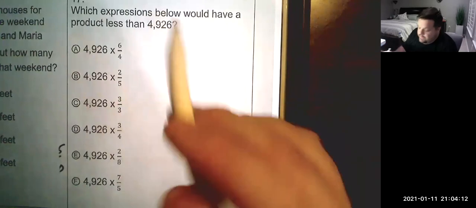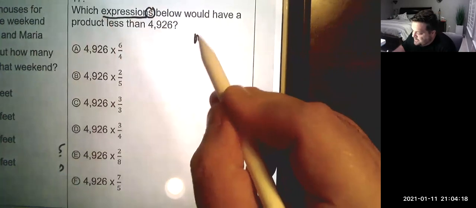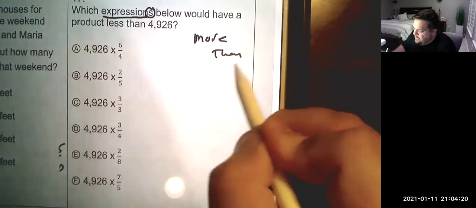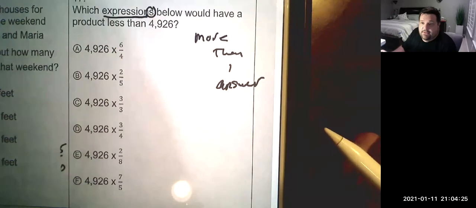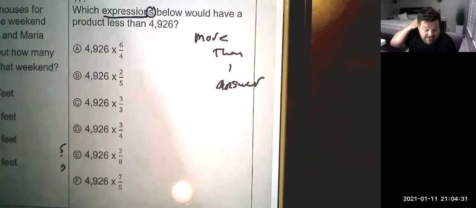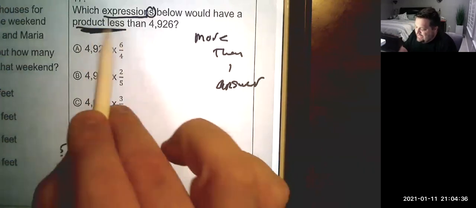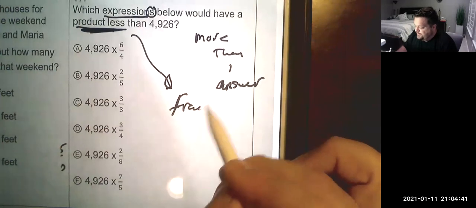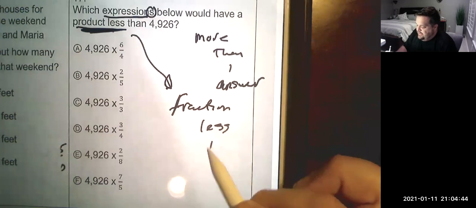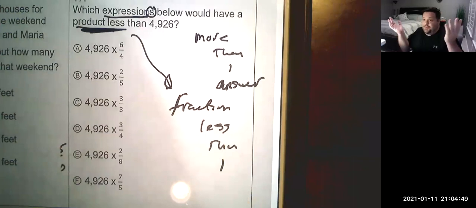Now make sure, here's the key to this question: expressions. That means there's going to be more than one answer. We miss that a lot. You guys pick one and then you stop. There's more than one answer. Don't do it. And we need to know a product that is less. So if it's less, we need to look for fractions less than 1. Anytime there's a fraction less than 1, that's going to be one of the answers, right?